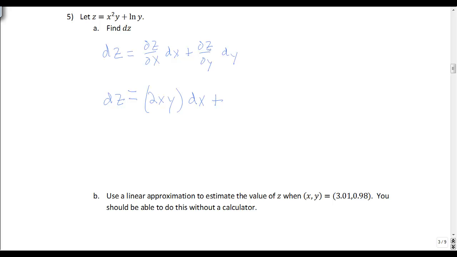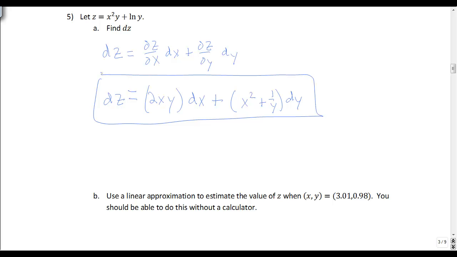Partial of z with respect to y: this first term is going to differentiate to x squared, and then the derivative of natural log y is plus 1 over y. Here I need my parentheses. And then I'm just going to leave the dy. And that's it. That's my answer.